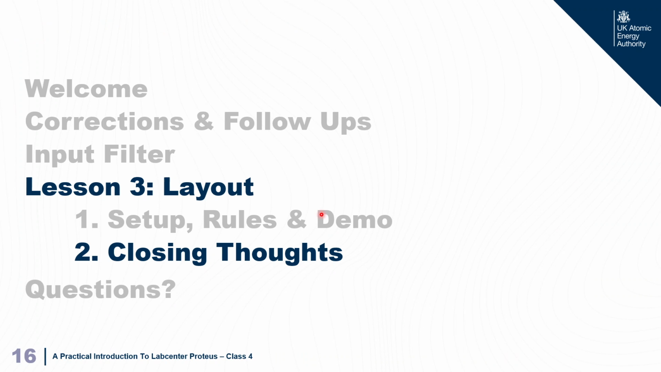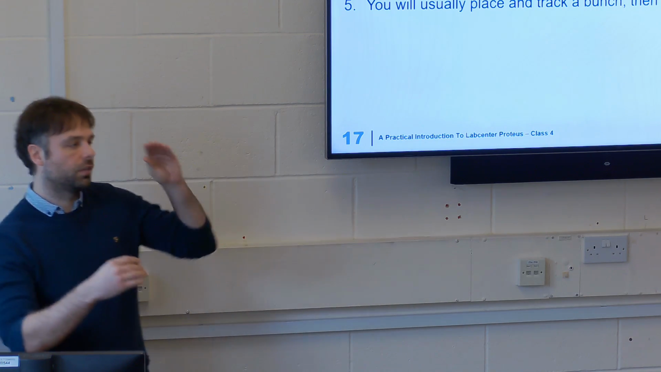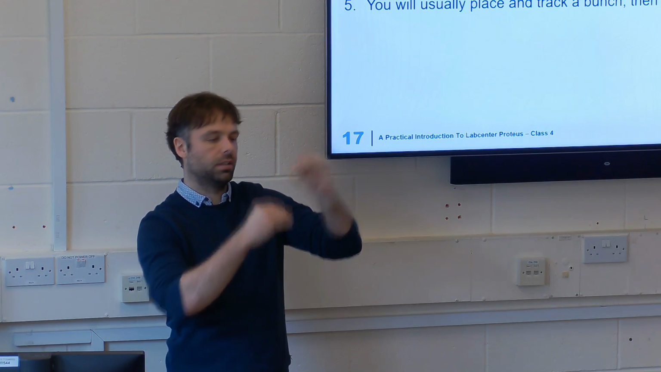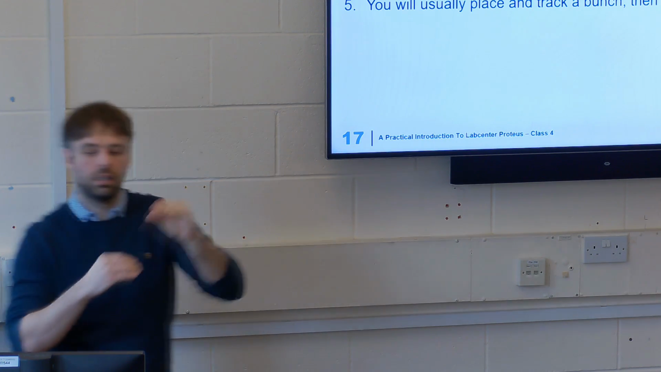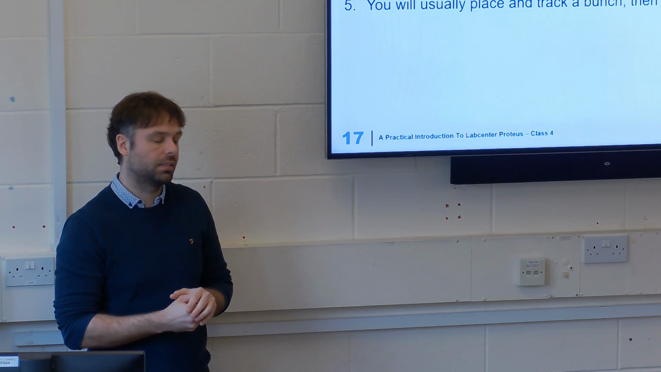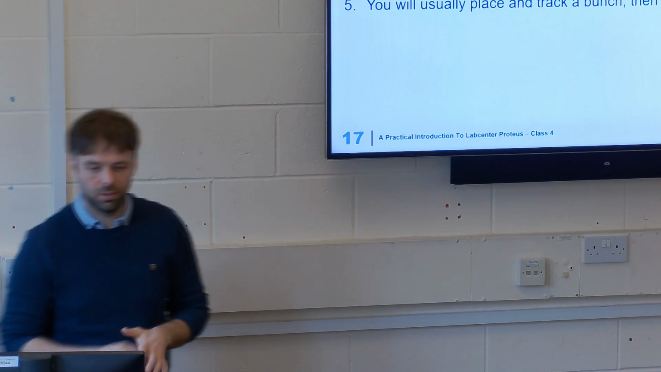Right, so closing thoughts. Things to think about when you're doing design. The layer stack heights. Do you remember when we were setting up the layers in the PCB? Be cognizant that you've got 2 layers that are really close together and 2 layers that aren't, but the separation between the two is a lot. 6 layers plus is good for EMC. 4 layers is okay, 2 layers is bad, 1 layer ain't gonna work.